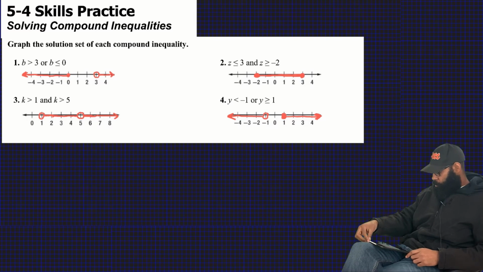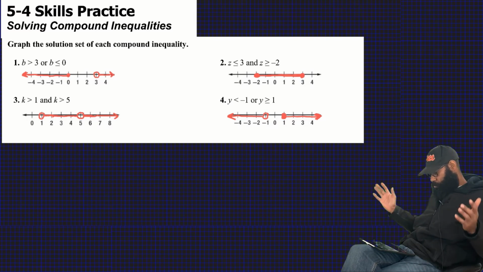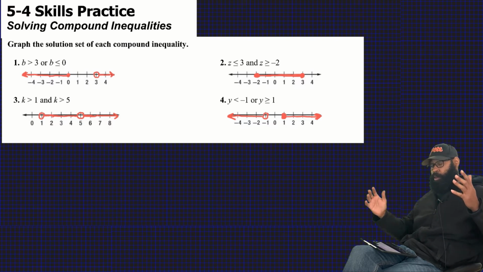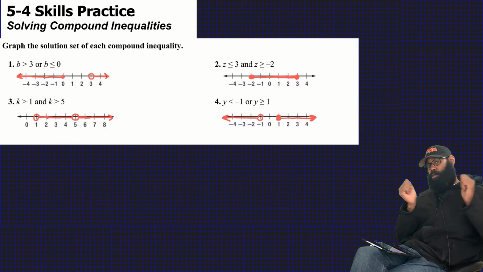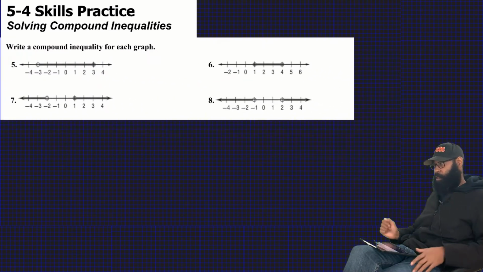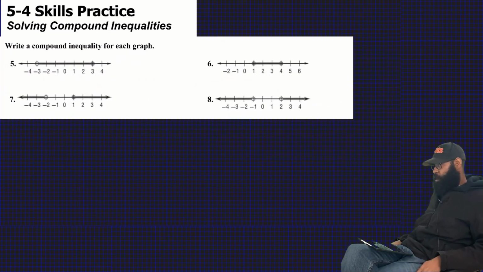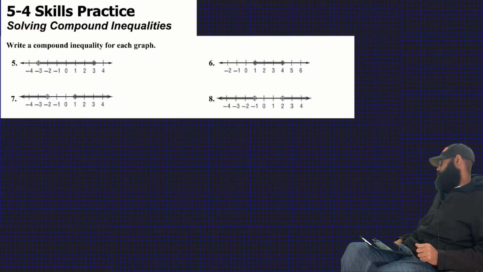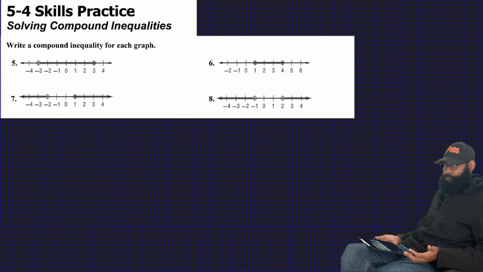I hope I explained those first four. "And," "or," "and," they're either going to connect or disconnect, as you see here. So now we're doing the opposite. This time I ask myself, okay, where does it begin? Is it open or closed? And which way is it going?